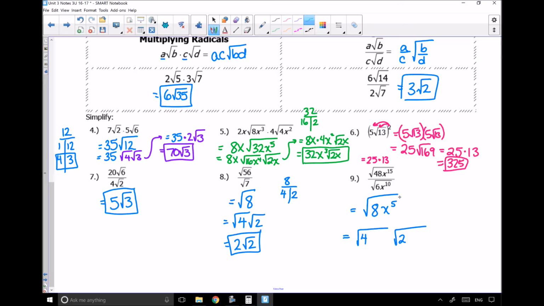And then x to the power of 5, the highest exponent I can take out of there that's even is x to the power of 4. And then I have an x left over, just like we had up here, because x to the power of 4 times x is x to the power of 5. So then I end up getting 2, square root of 4 is 2, x to the power of 2 times the square root of 2x.